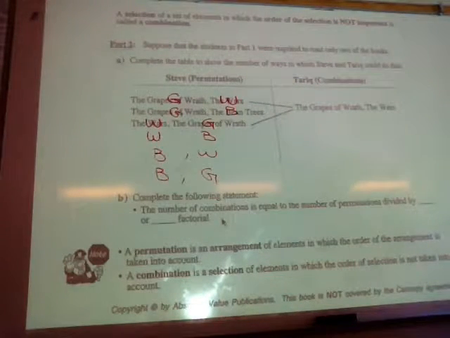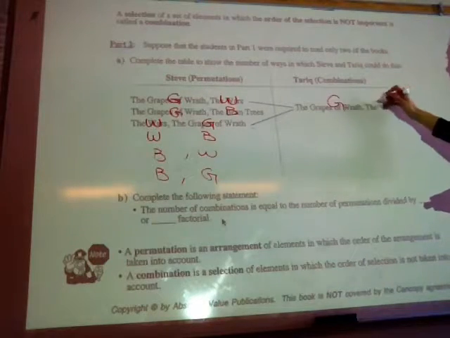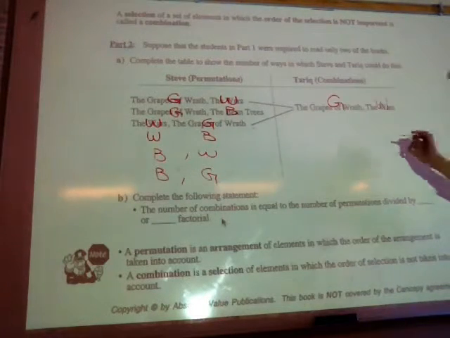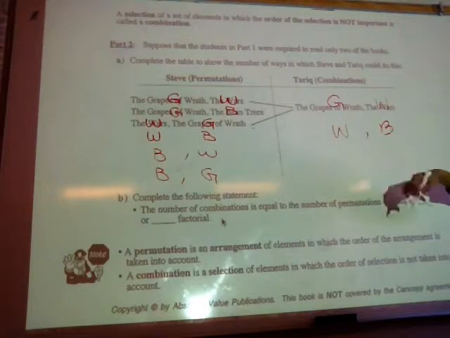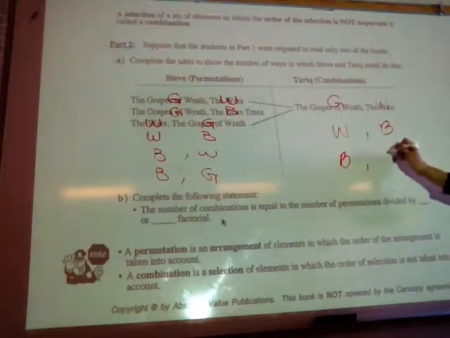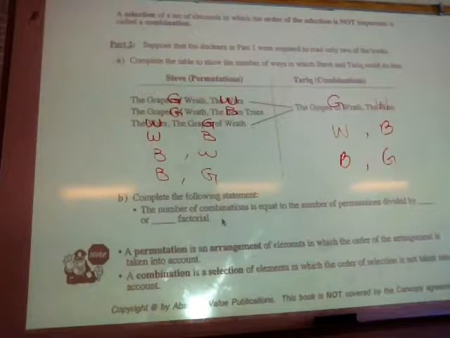For Tariq, combinations, order does not matter. So he could take out the Grapes of Wrath and The Wars. Could take out The Wars and the Bean Trees. Or he could take out the Bean Trees and Grapes of Wrath. Okay, order doesn't matter.